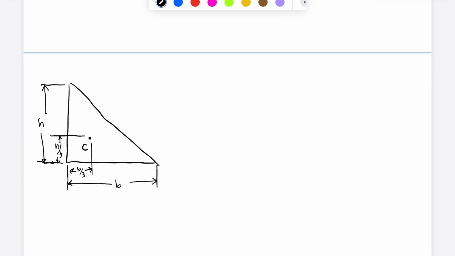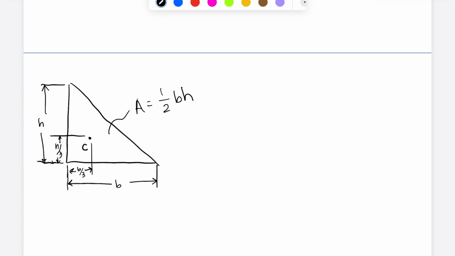Okay, so it also gives you second moments, so the area moment of inertia, and we will get to that later on in this course. And it also gives you the area of this shape, so we know that the area of a triangle is 1/2 of the base times the height. So this is a very useful table. It will come in handy very soon.